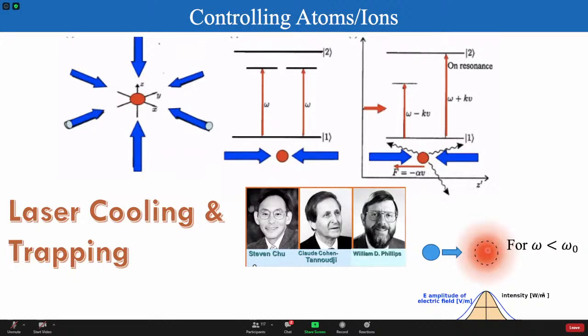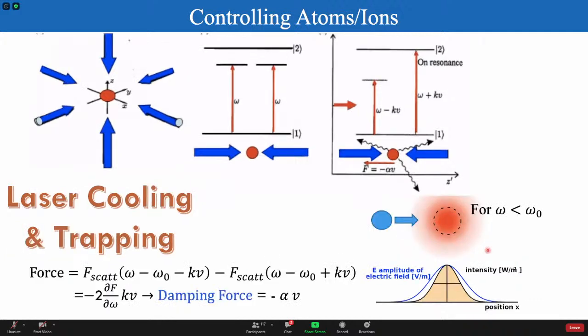I am saying all these things because we will be discussing some applications, and in those applications this understanding is required. Now, one more thing we need to understand here is that the force which these lights impart on the atoms or ions can be calculated. Using the counter-propagating beams, this force is proportional to the negative of the velocity. With a proportionality constant, it will be like a damping force, and this proportionality constant alpha can be called the damping constant.